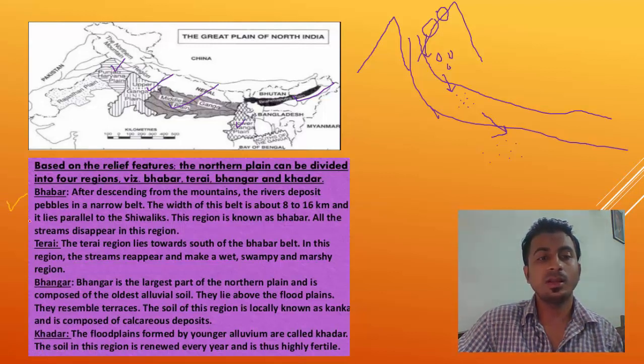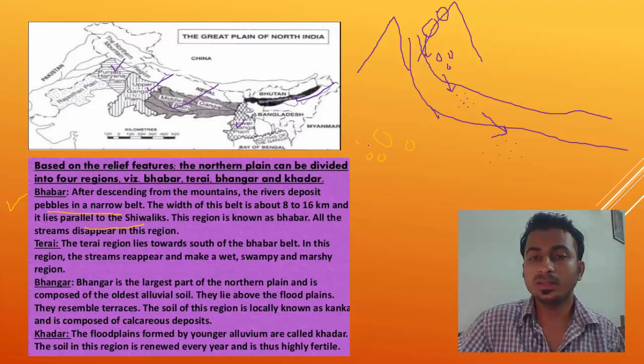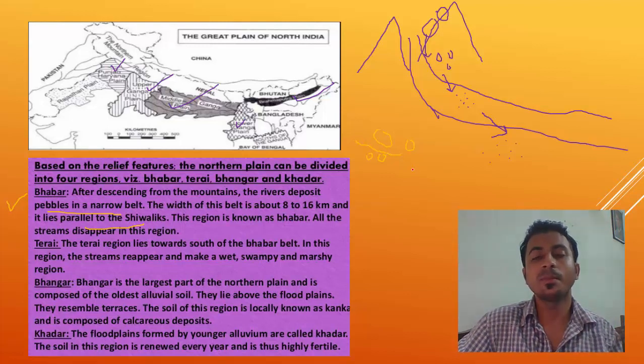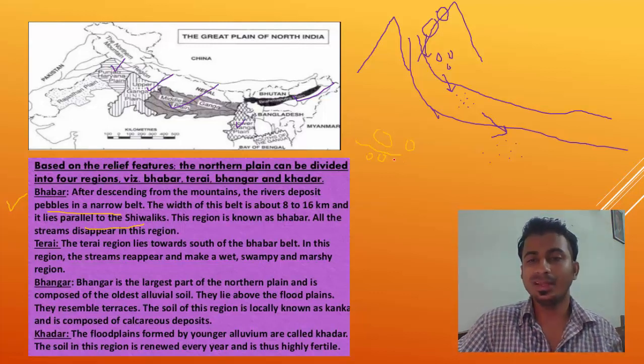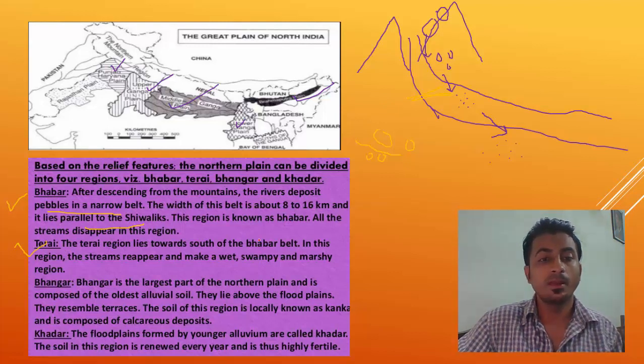After descending, the rivers deposit pebbles in a narrow belt parallel to the Shivaliks. So suppose there are big pebbles near Shivaliks. What will happen? The river will disappear here because the rocks are heavy and will occupy all the space. Below, where there is space, the river will flow, but the river will not come above the pebbles. So they disappear. Then the Tarai region is south of Bhabar, somewhere here, and here the streams reappear. Why? Because the pebbles are broken into small fragments.